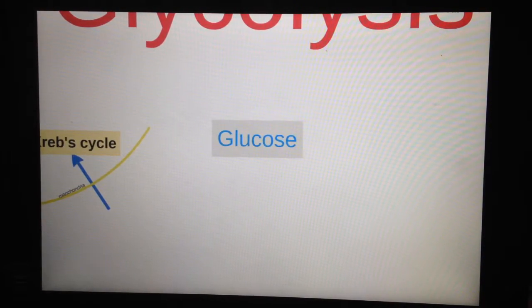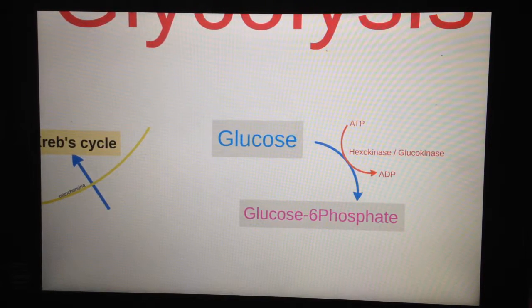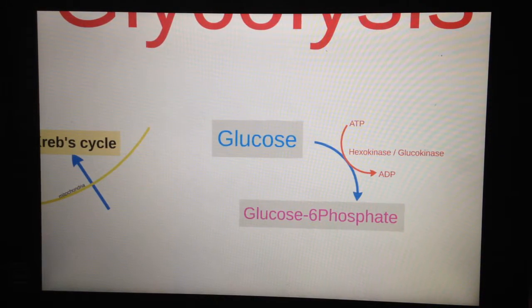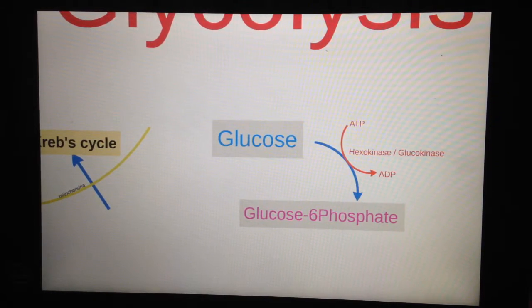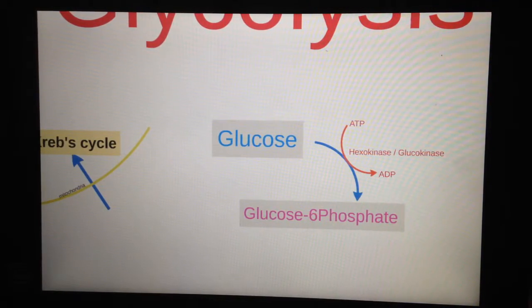So glucose, the first step upon entering the cell, will be converted into glucose 6-phosphate by an enzyme called hexokinase, using 1 molecule of ATP per glucose. The interesting thing about this step is that it uses ATP. It has to spend energy to convert this glucose into glucose 6-phosphate, but it has a very good reason why this has to be done.